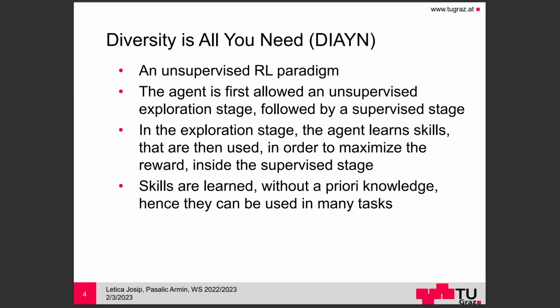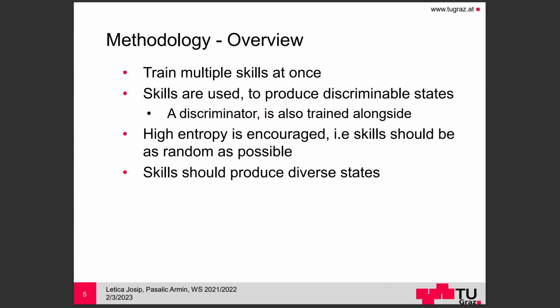So the algorithm is called Diversity is All You Need. So again, an unsupervised reinforcement learning model consists of two stages. So the first one is the unsupervised exploration stage. And in this stage, the agent would simply learn different skills, and then those skills would then be used in order to maximize the reward in a follow-up supervised stage. So in the second stage of the algorithm, a reward would still be used. And skills are learned without any prior knowledge of the environment, hence they in theory should be able to be used in many different tasks.